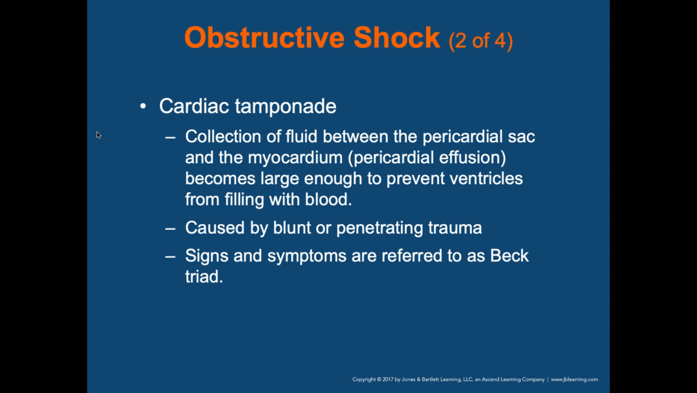So cardiac tamponade, they mentioned Beck's triad here at the bottom, is a collection of fluid between the pericardial sac and the myocardium, which is called a pericardial effusion, that becomes large enough to prevent the ventricles from filling with blood. It's caused by blunt or penetrating trauma. So you could have something going through penetrating-wise, or significant blunt trauma, a motor vehicle accident, anything involving the chest wall. Signs and symptoms are referred to as Beck's triad, which we just covered.